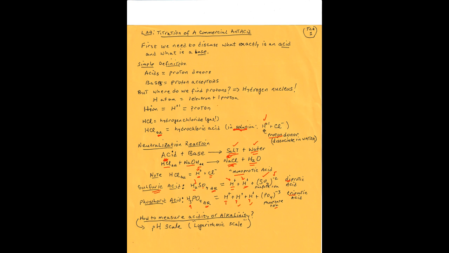When we talk about acids and bases, how do you know if something is an acid or a base? How do we measure acidity or alkalinity? Alkalinity is a measure of how basic the system is. To do this, we need what's called a logarithmic scale, so we have to talk about logarithms.